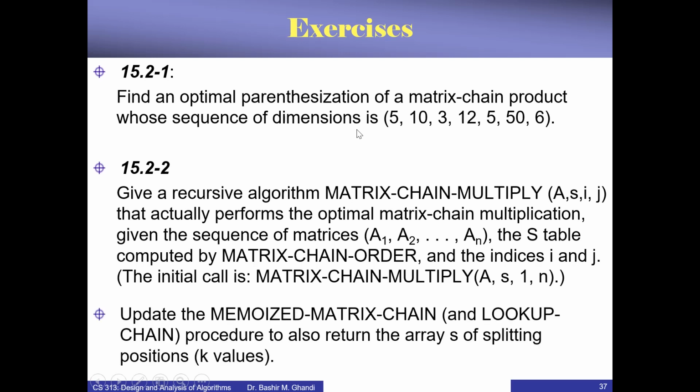The last part is what I hinted to you earlier. It says update the memoized matrix chain algorithm and the lookup chain routine to also return the array S of splitting positions, meaning the cuts. If you recall, that procedure didn't return the array S, it only returned the array M. Now we want you to update it to also return the array S.